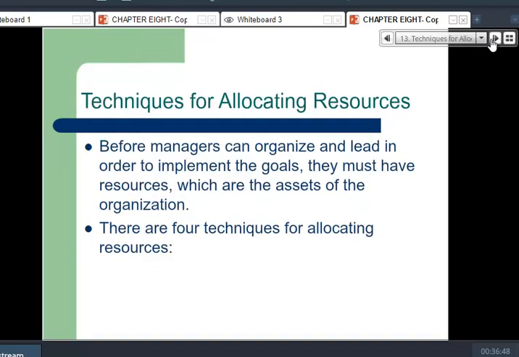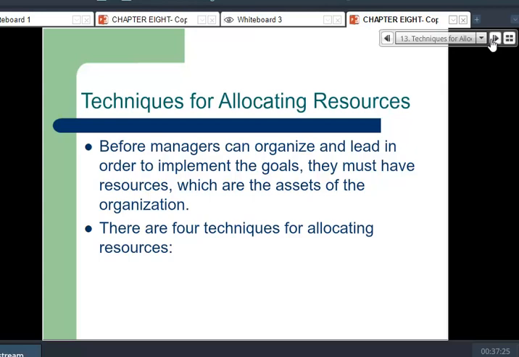So, techniques for allocating the resources. I have resources outside and inside, whether human resources or natural resources. I need to determine these kinds of resources. Before the managers can organize and lead in order to implement the goals, they must have the resources, whether natural or human resources, which can assist the organizations.